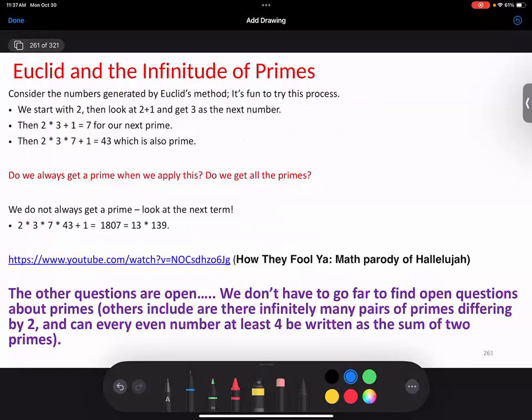And then thanks to Jacob, who sent the following, highly recommend this. This is by the 3Blue1Brown guy. I don't know if they made it, but they published it. It's an absolutely wonderful parody of the song Hallelujah about how patterns can fool you. It's worth listening to, and just the danger of extrapolating from too little information.